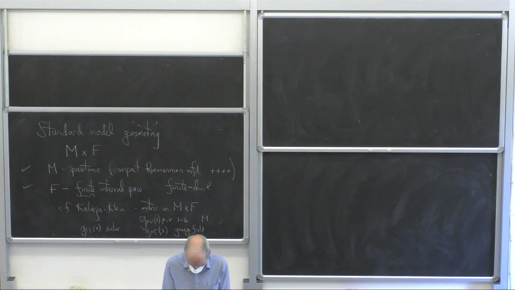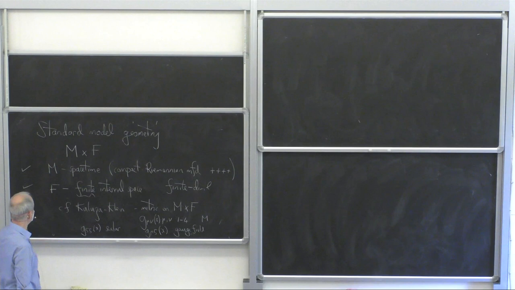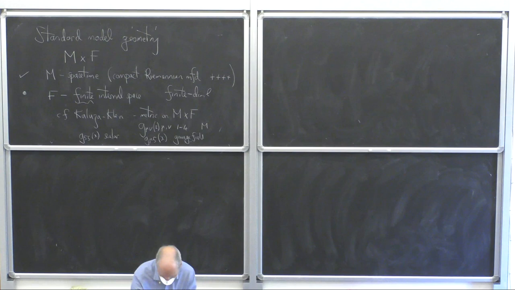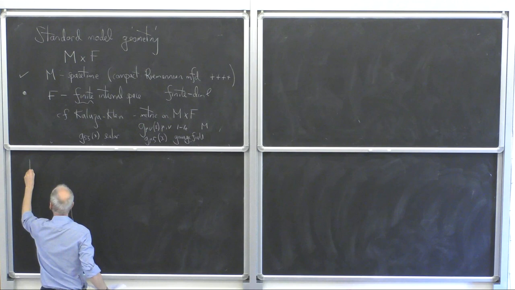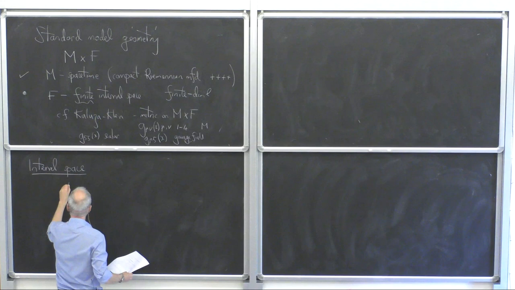Okay. So firstly, I want to describe the internal space, this thing here, as a spectral triple. That's what I want to describe now. So this is the internal space. Firstly, there's an algebra, and it's the following thing.